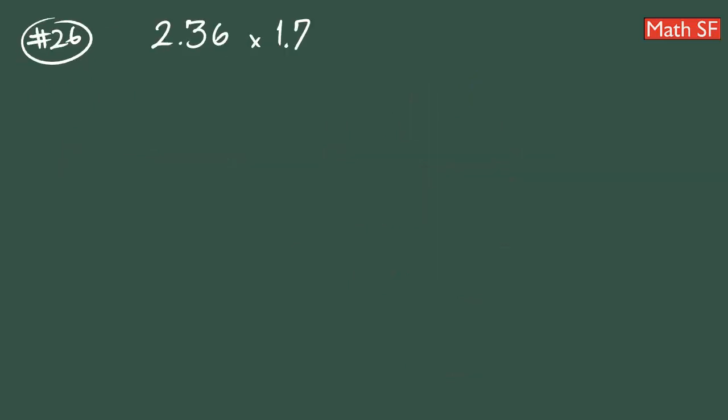More multiplication. So let's just multiply as if they were regular numbers. It's going to be 2.36 times 1.7. So 7 times 6 is 42. I'm going to go a little bit fast here because you're supposed to do this on your own, and I'm just showing what the steps are. 7 times 3 is 21, plus 4 is 25. 7 times 2 is 14, plus 2 is 16.